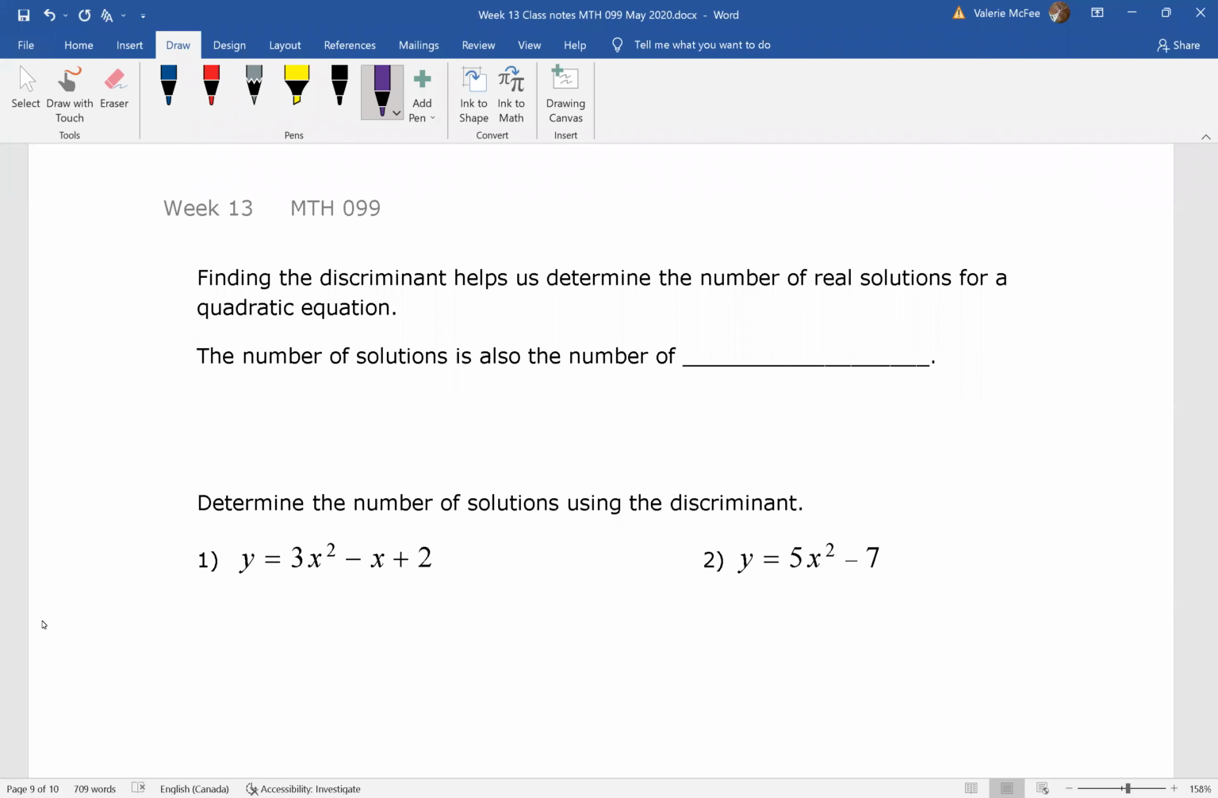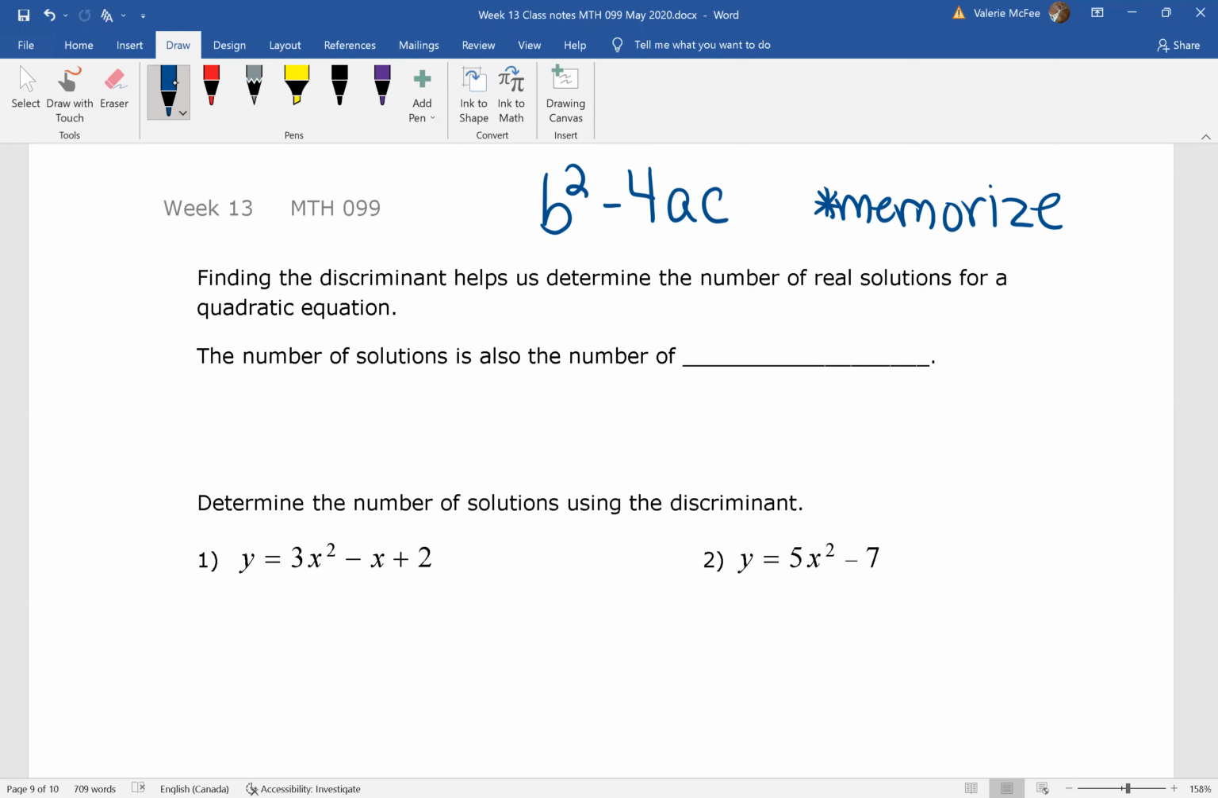So finding the discriminant, remember that's that part under the square root sign, b squared minus 4 times a times c. You're going to need to memorize that. Well, you're going to memorize the whole quadratic formula. This is just a part of it.